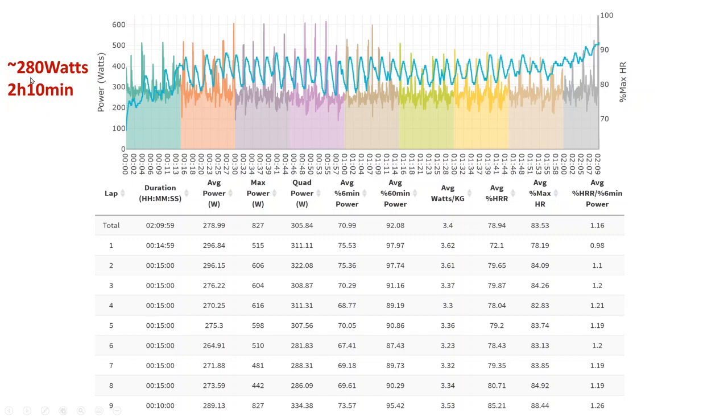And the average is 280, which is, for me, at least in the middle of my threshold. And I am really fatigued at the end of this. This is tough on me, with my physiology.